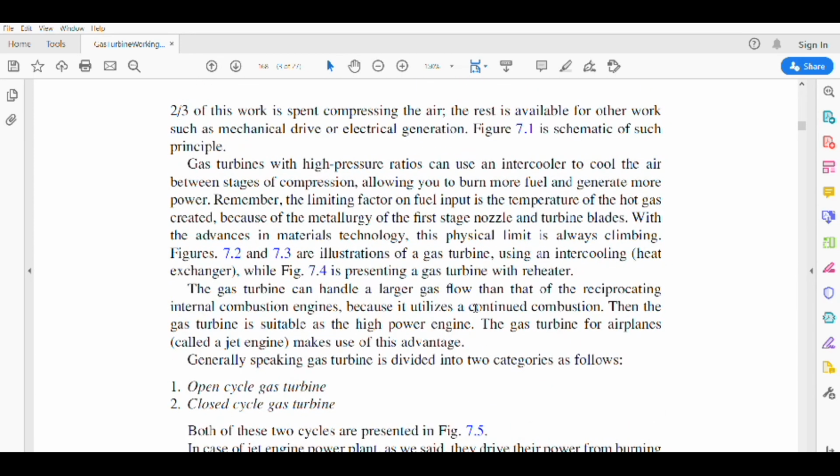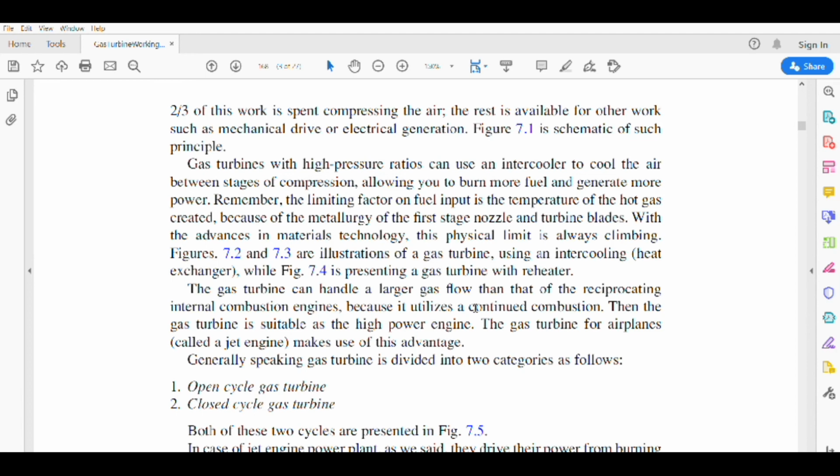Gas turbines with high pressure ratios can use an intercooler to cool the air between the stages of the compressor, allowing you to burn more fuel and generate more power. Remember, the limiting factor on fuel input is the temperature of the hot gas created, because of the metallurgy of the first stage nozzle and the turbine blades. With advances in material technology, this physical limit is always climbing.